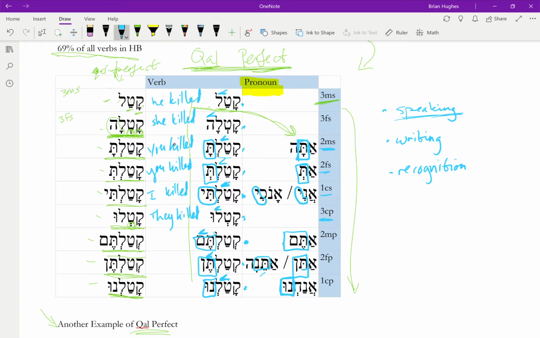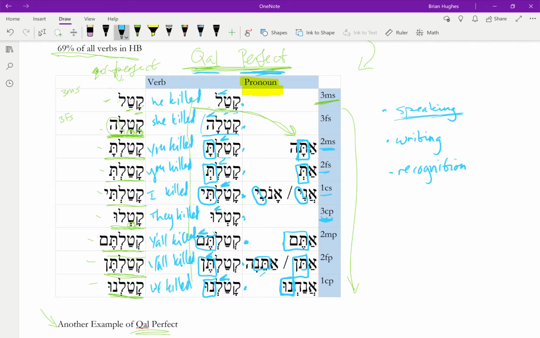So we don't have any differentiation here between male and female, third plural in the Qal Perfect. This would be y'all killed. This would be y'all killed. And I know there's supposed to be an apostrophe in there somewhere, but anyway. And this is we killed. So again, what a paradigm is showing us is the vowels that this particular pattern puts under things, and any prefixes and suffixes that this particular conjugation puts at the back of things, or before things, or around them.